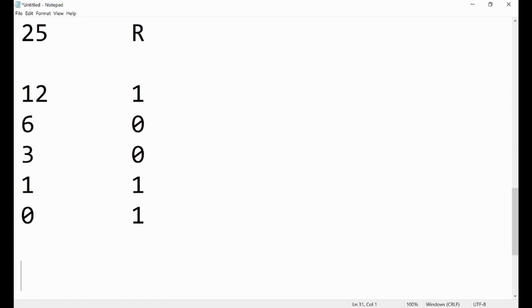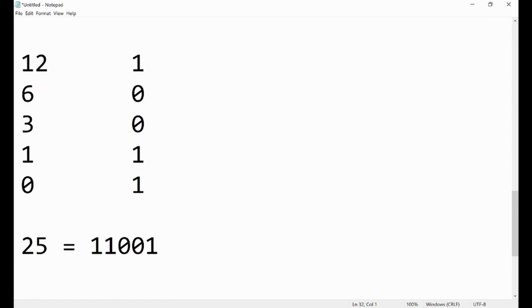So when we are getting the answer, once you are done with the calculation, you do your calculation till you get to 0. Your answer is read from the bottom to the top. From the bottom to where? The top. So 25 in base 2 is equal to 11001. Whoever got it, this is the answer. 11001.